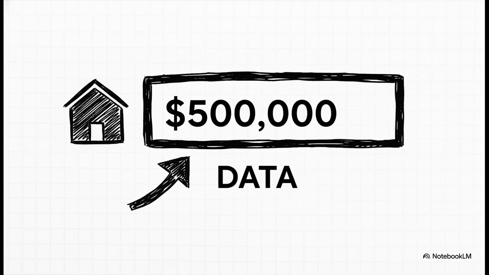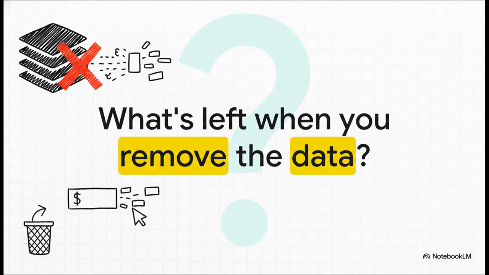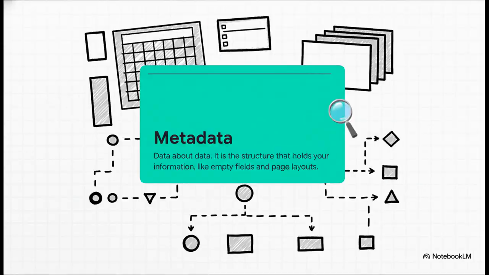The data is the specific information you actually type into the fields. So, for instance, the price is $500,000. That specific value, that's your data. So here's a little thought experiment. What happens if we take that specific data away? If we just delete the $500,000 from the price field, what are we left with? You're left with the structure itself, the empty fields, the page layout, the object.